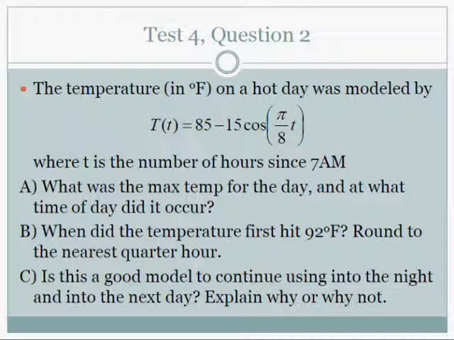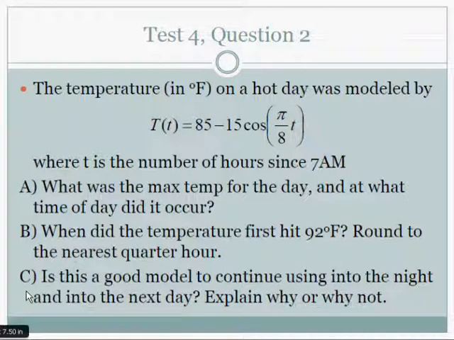I asked a few questions, and these were the ones that I thought were the most important. First question: what was the maximum temperature for the day, and at what time of day did it occur? By time of day, I mean, was it 9 o'clock, 10 o'clock, 5 o'clock? Specify if it was a.m. or p.m., not just when t equals 7, or when t equals 2.6. Our second question involved using our function to determine when the temperature first hit 92 degrees Fahrenheit. I asked students to round to the nearest quarter hour.